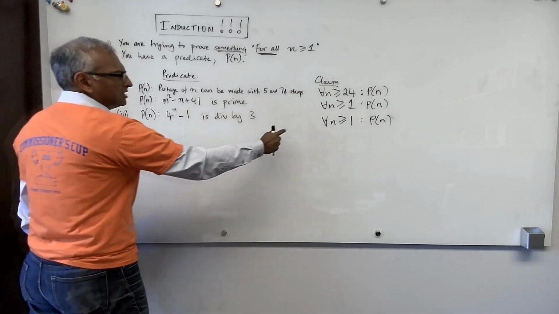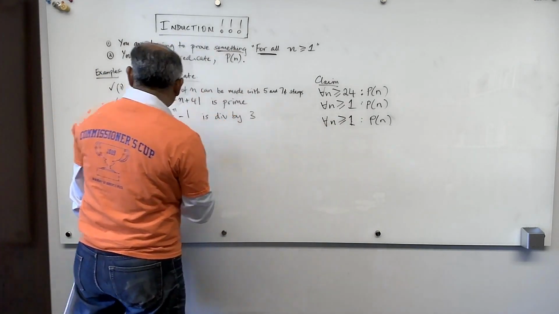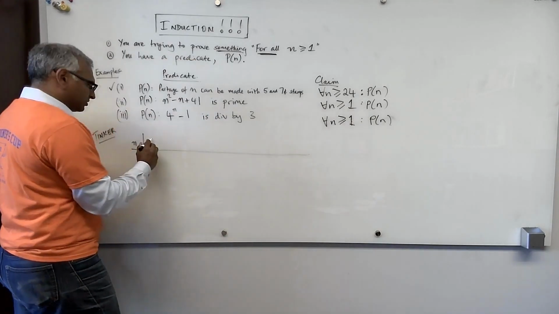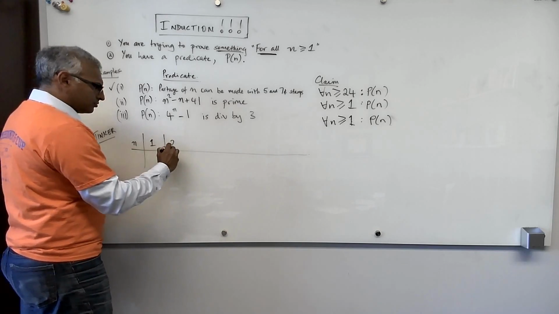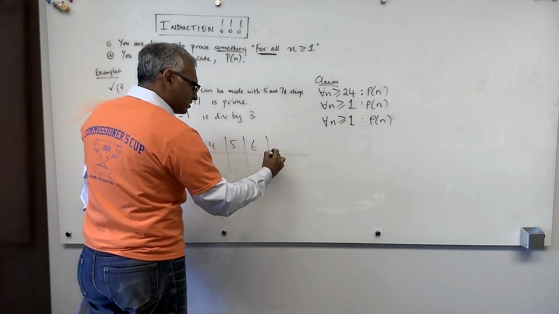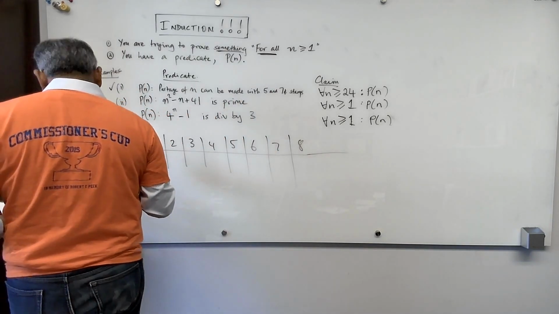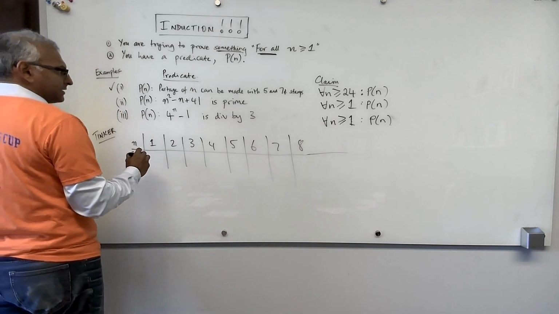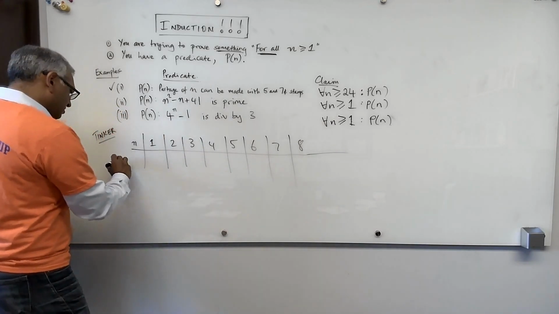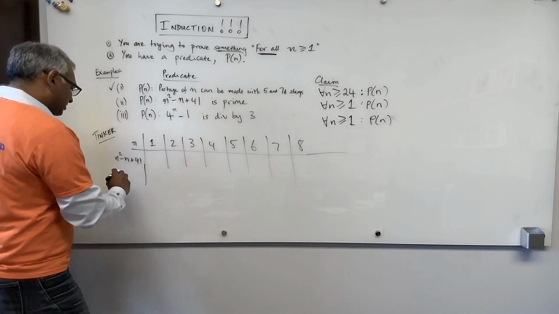So let's consider, in both of these cases, we are interested in n greater or equal to 1. Let's tinker with n, taking on various values. We'll start at 1, and we'll go up: 2, 3, 4, 5, 6, 7, and up to 8. I'm going to look at n squared minus n plus 41, and I'm going to look at 4 to the n minus 1.